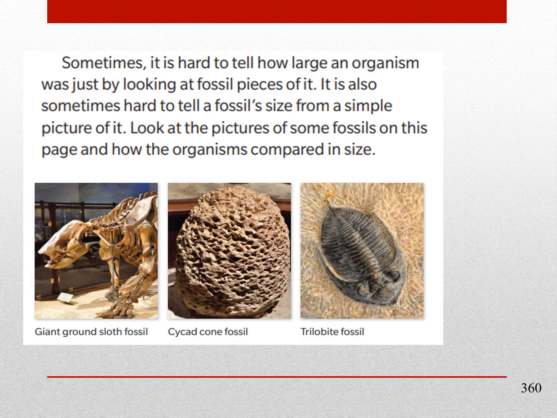Now please open your books on page 360. Sometimes it is hard to tell how large an organism was just by looking at fossil pieces of it. It is also sometimes hard to tell a fossil's size from a simple picture of it. Look at the pictures of some fossils on this page and how the organisms compared in size. We have a giant ground sloth fossil, a cycad cone fossil, and a trilobite fossil. Now we will watch a video to compare these fossils to a kid's bike.